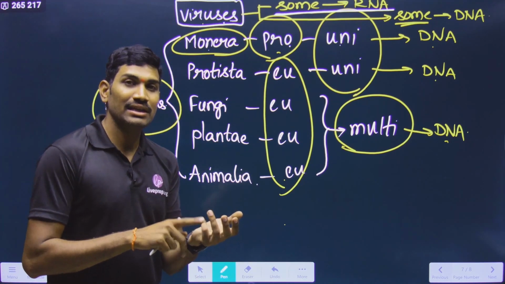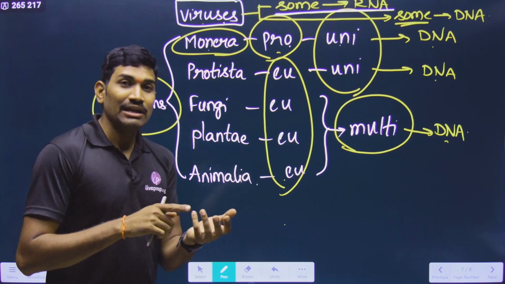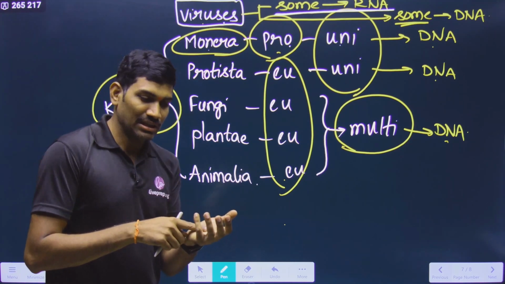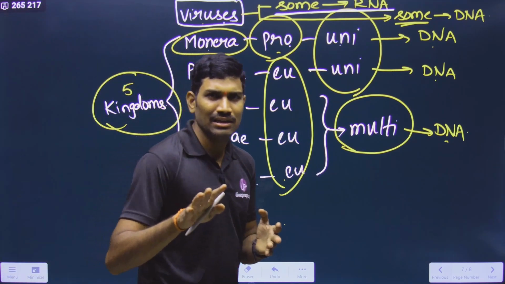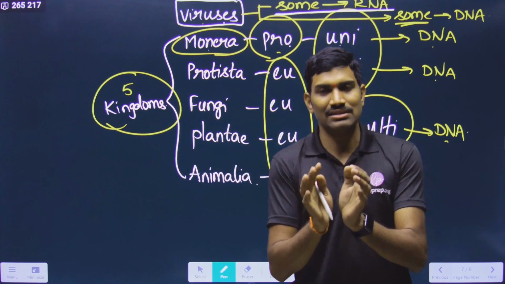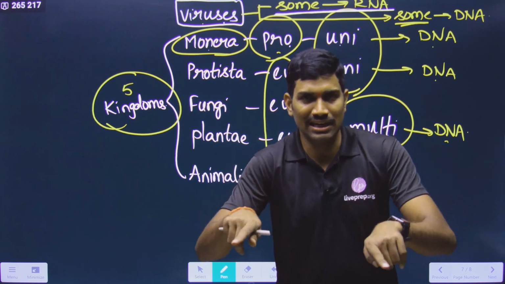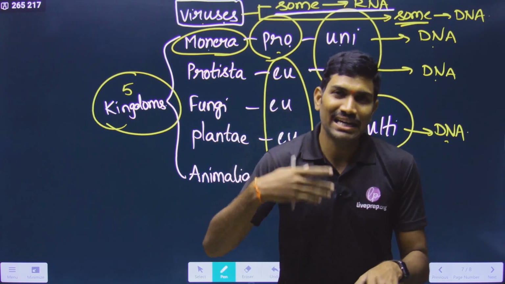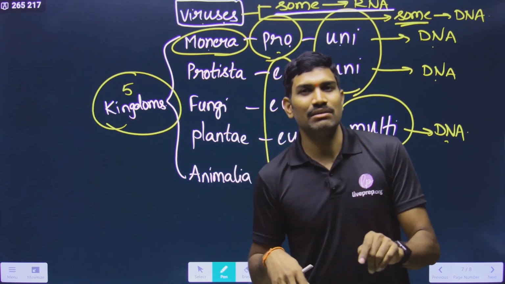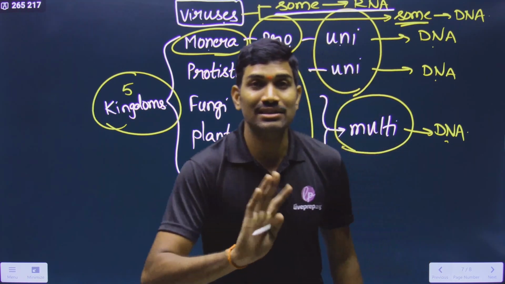What is the function of DNA? Genetic material. Fine. If DNA is already acting as genetic material, and in the same cell RNA is also there, can RNA act as genetic material? If both DNA and RNA are present in the same cell, definitely DNA will act as genetic material. If DNA is already acting as genetic material, can RNA act as genetic material? No. RNA cannot act as genetic material.